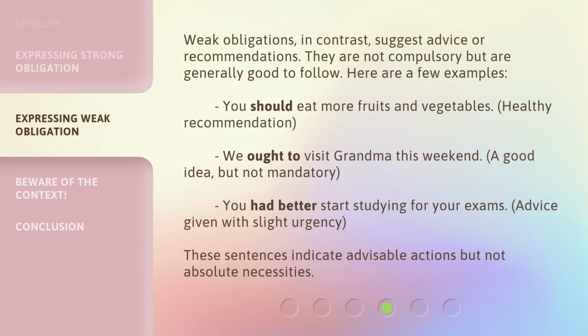Weak obligations, in contrast, suggest advice or recommendations. They are not compulsory but are generally good to follow. Here are a few examples. You should eat more fruits and vegetables. Healthy recommendation. We ought to visit Grandma this weekend. A good idea, but not mandatory. You had better start studying for your exams. Advice given with slight urgency. These sentences indicate advisable actions but not absolute necessities.